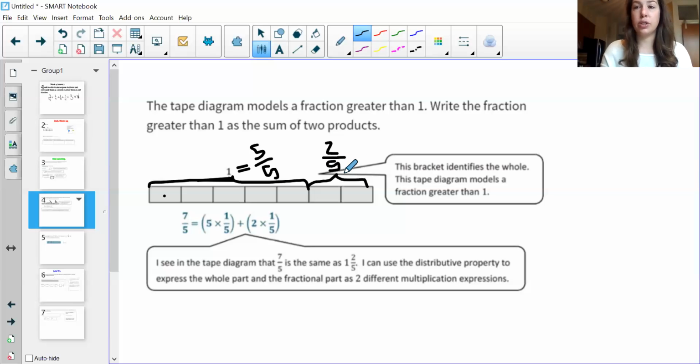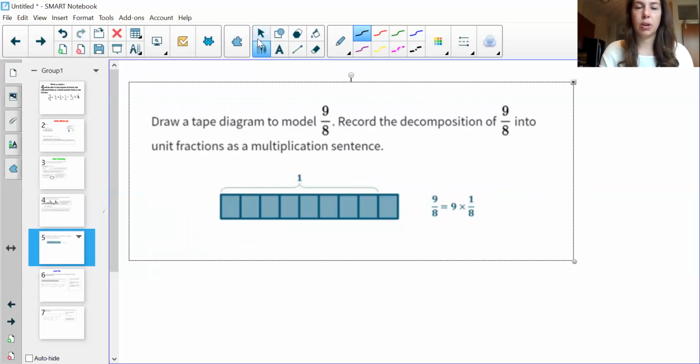So 2/5 is just two groups of 1/5. So we can write that as 2 times 1/5. So here, 1/5, 1/5, 2 times 1/5.